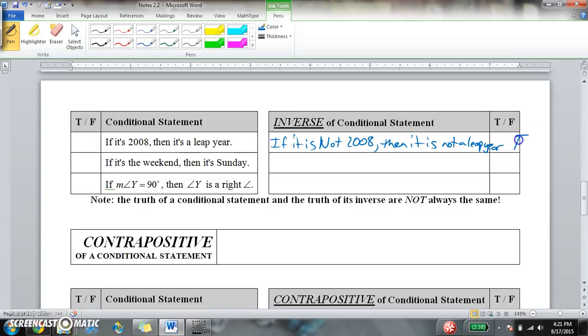That would be a false statement because it could be 2012. So if it's not 2008, it could be 2012, but that is a leap year. So this statement says it's not a leap year. That would make it false.